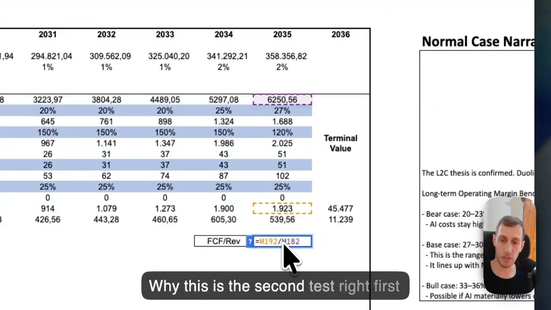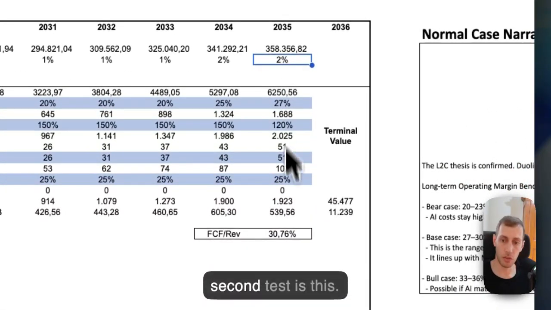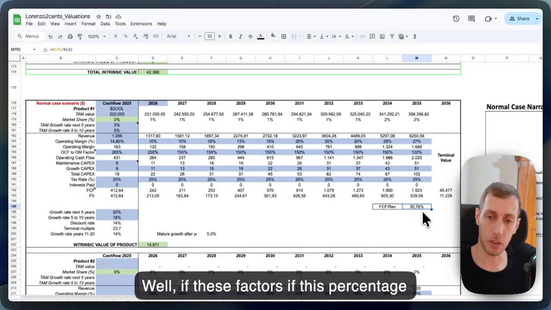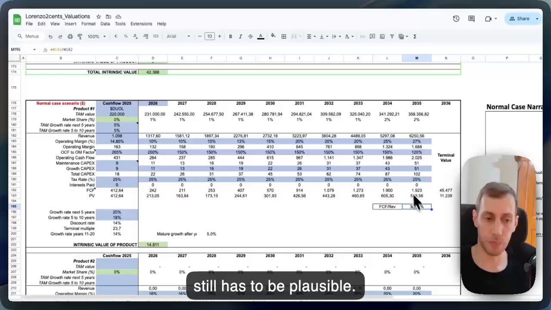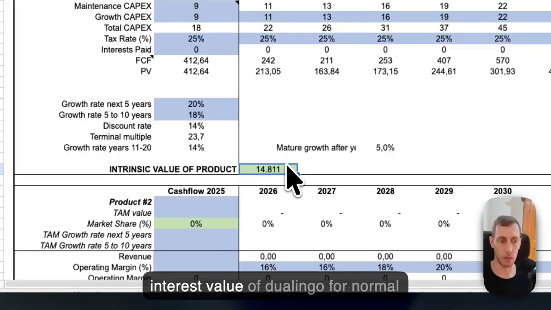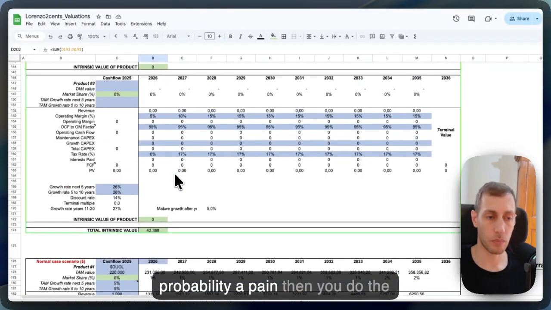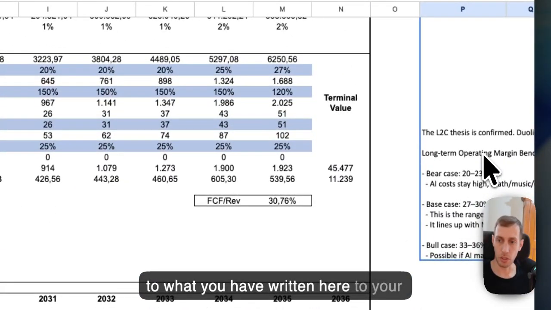So you see here, I am calculating for year 10 the free cash flow divided by revenue. Why? This is the second test, right? The first test to see there are no big mistakes in my model was the market share. The second test is this. Well, if this percentage had been like 90%, of course, my model was wrong. It cannot be. So this still has to be plausible. Okay. So we have found the first intrinsic value of Duolingo for the normal case scenario, that has 50% probability of happening. Then you do the same, and this should be all according to what you have written here, to your narrative, right?